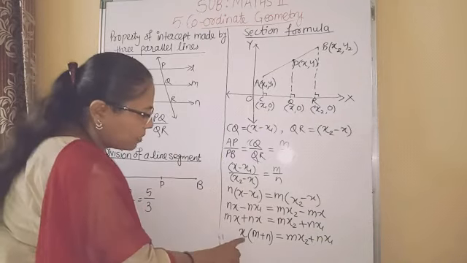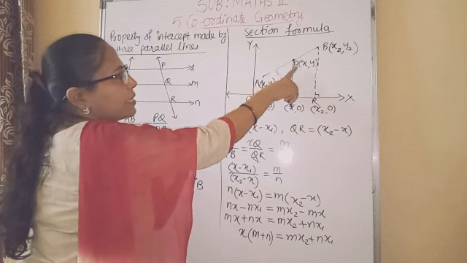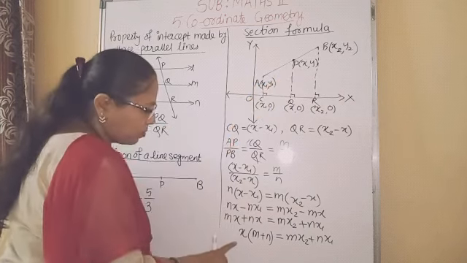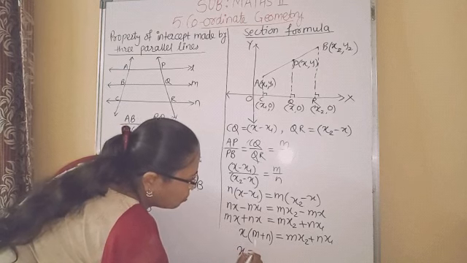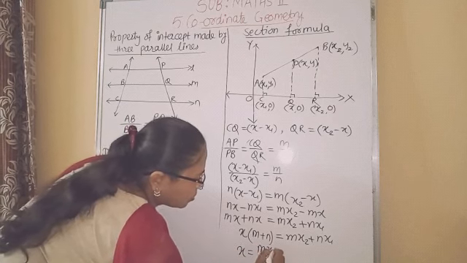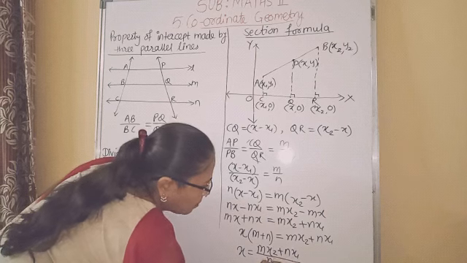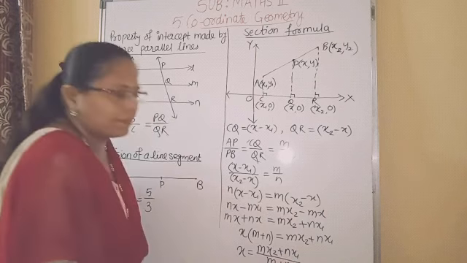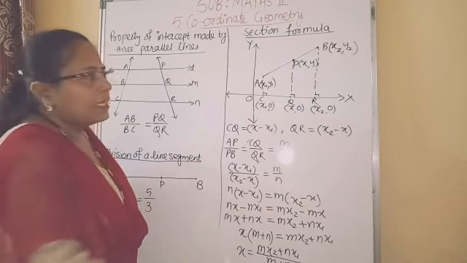Followed? Now we want to find out the coordinates of point P, and P has x coordinate x. So we have to find the value of x. So x is equal to (m x2 plus n x1) upon (m plus n). This way we can find the x coordinate.